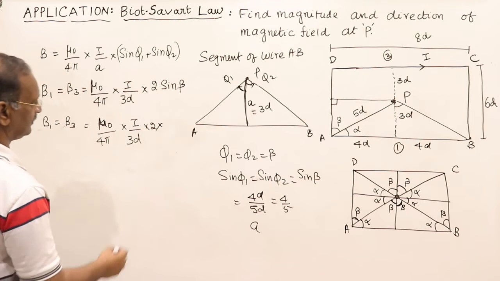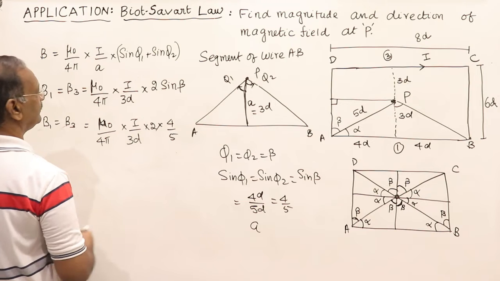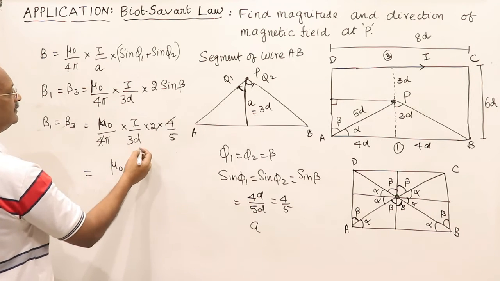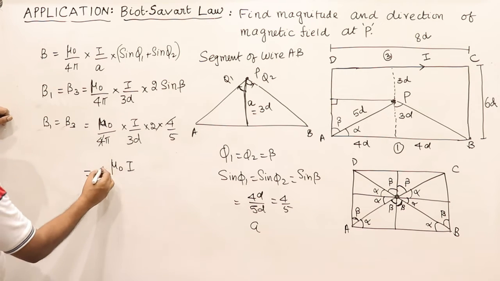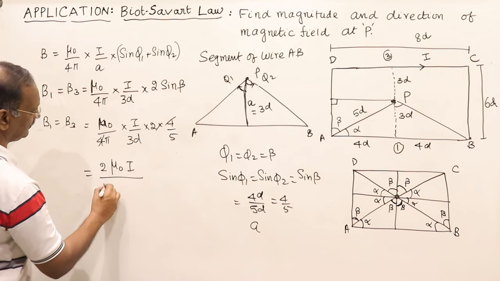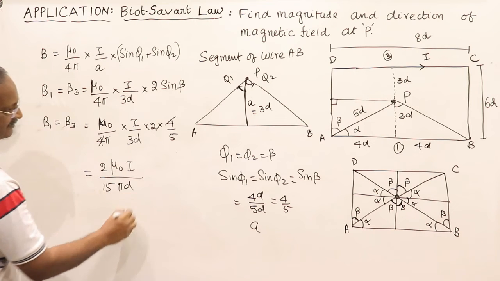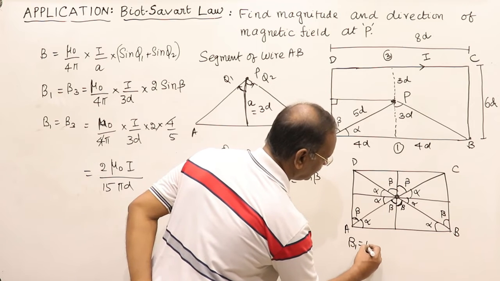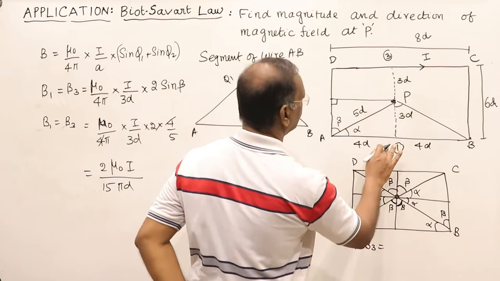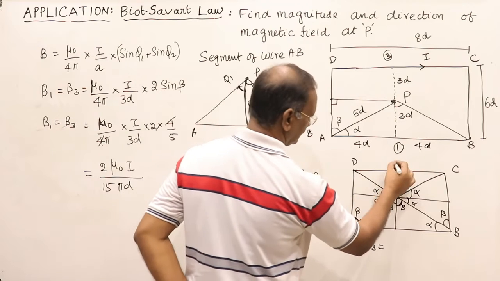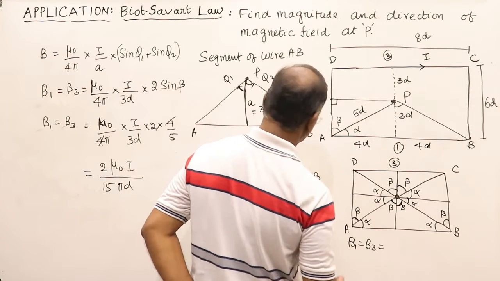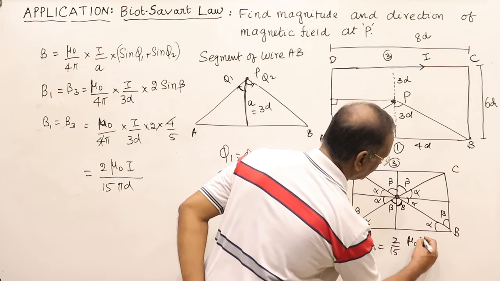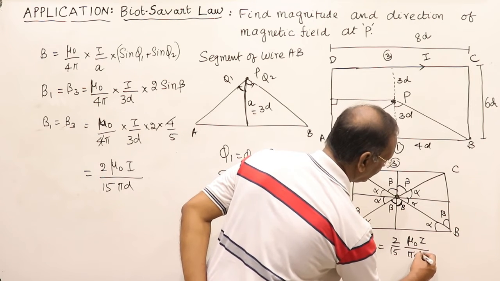Sine of beta is equal to 4 by 5. This and this get cancelled. Mu naught I, this and this cancel, and the 2 remains here, 3 into 15 into pi d. So we can write the magnitude of B1 or B3, because both are the same segment. This is segment 3. This is equal to 2 by 15 into mu naught I divided by pi into d.